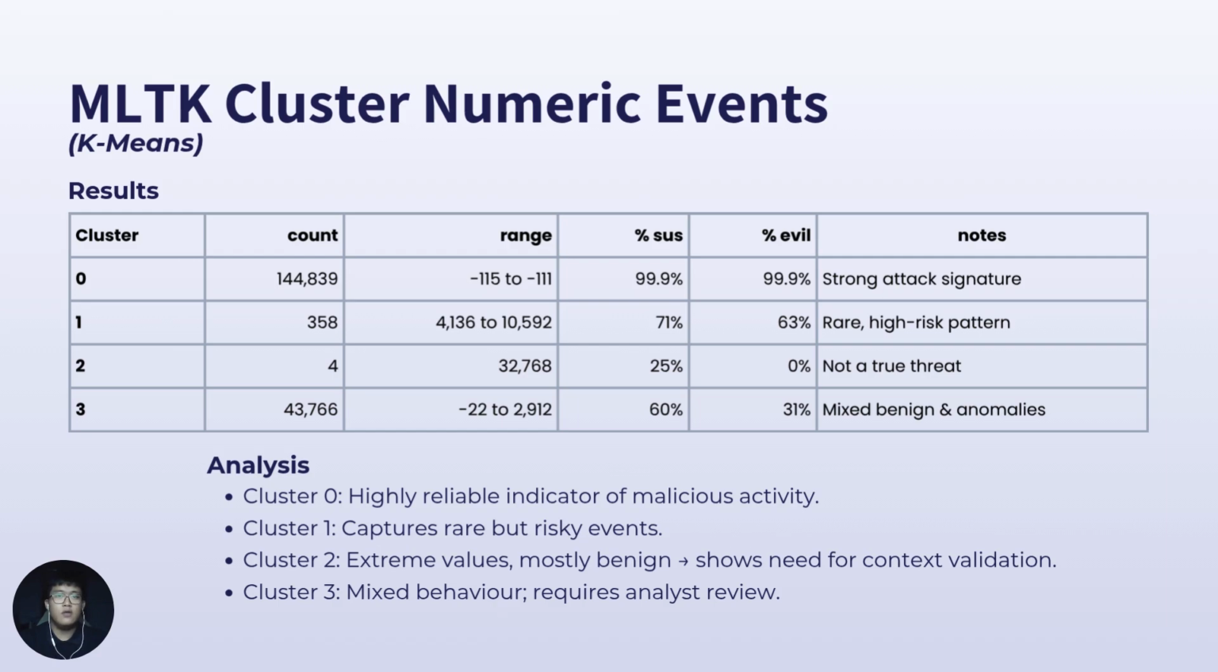Cluster 0 contained over 144,000 events, almost all malicious. This is a strong numeric signature for attack activity. Cluster 1, although small, showed a high proportion of suspicious and malicious activity, pointing to rare but high-risk conditions. Cluster 2 had extreme numeric values but was mostly benign, showing that not all outliers are threats. Cluster 3 was mixed benign and suspicious activity.